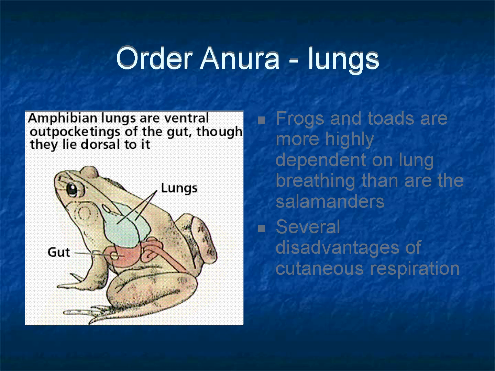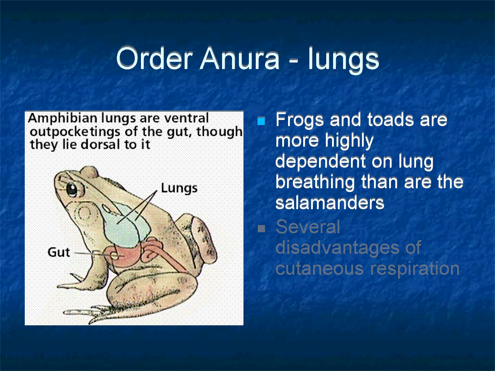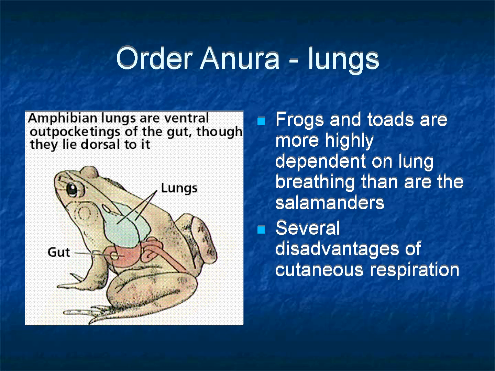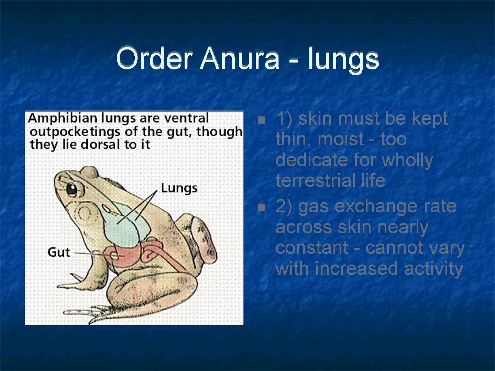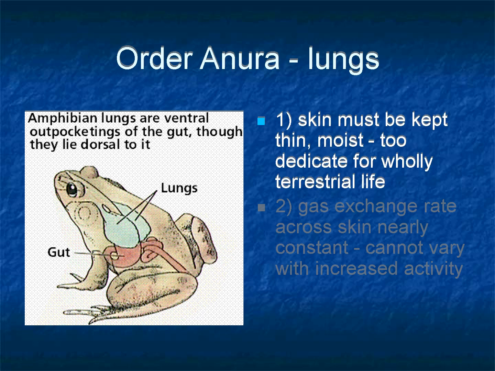As you know by now, amphibians use three surfaces for respiration, which include skin, mouth, and lungs. Now, in the case of Anura, frogs and toads are more dependent on lungs than on cutaneous respiration compared to salamanders. This is because there are a few limitations with cutaneous respiration. Number 1. They are required to keep their skin thin and moist all the time to enhance oxygen intake.